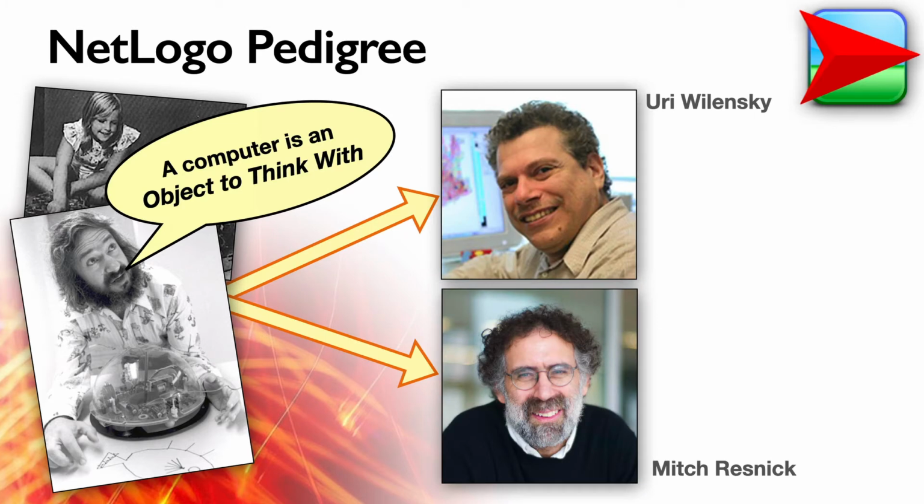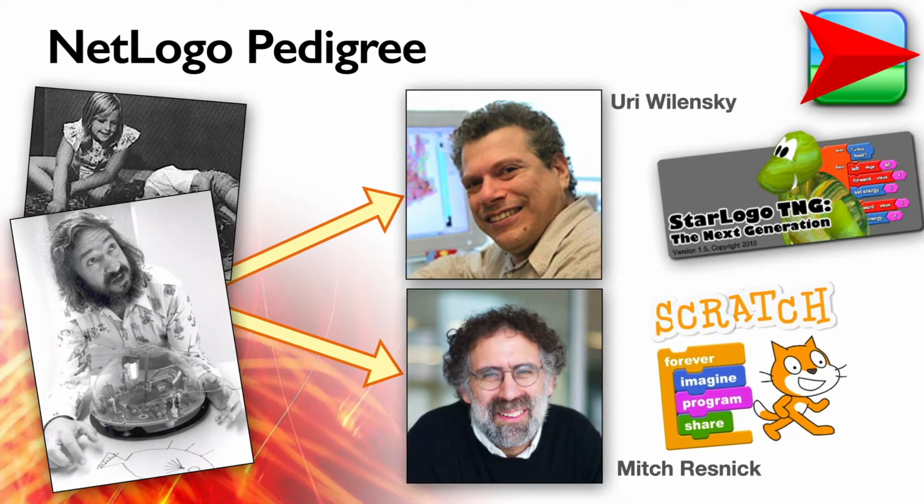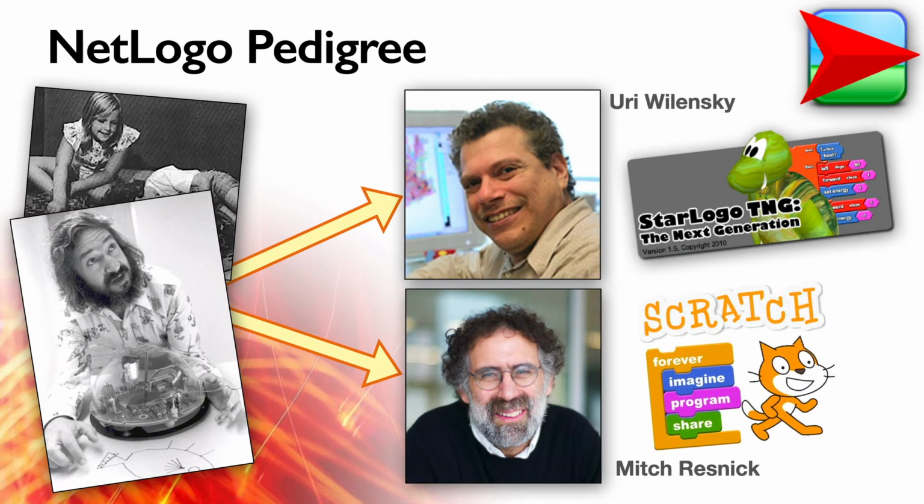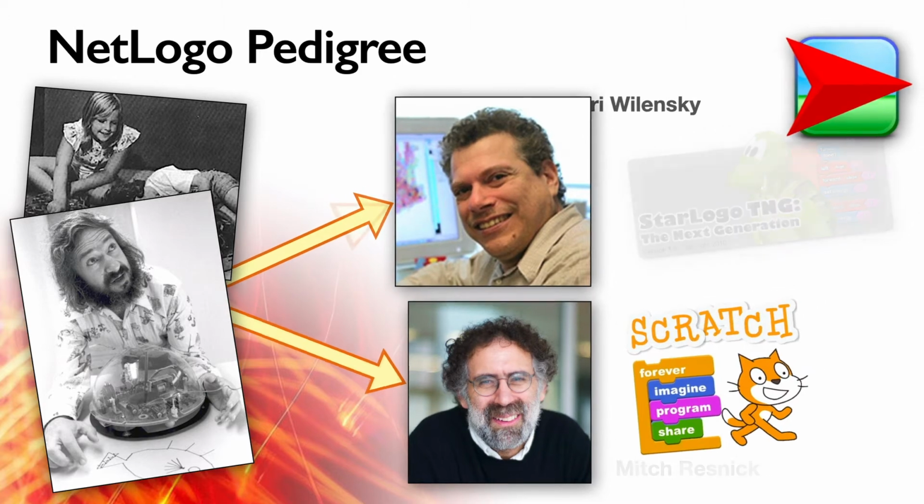Seymour Papert had another thread of influence, his graduate students. So his idea, based on empowering kids, a computer is an object to think with, influenced his grad students Mitch Resnick and Uri Wilensky. Mitch, his best-known graduate student, went on to create the Scratch programming environment used worldwide by millions of kids. And Uri Wilensky created a system with multiple turtles, multiple interacting agents, called StarLogo.